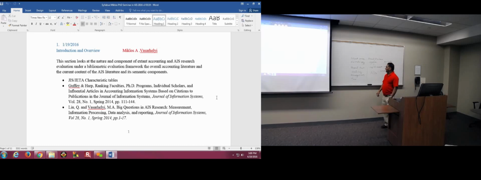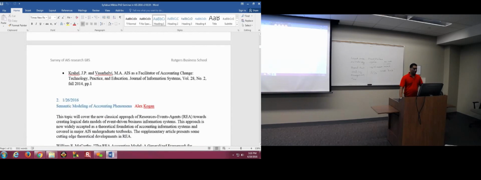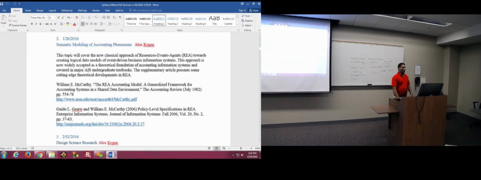So this is a fairly small field. When you look at these kinds of citation analyses, you will see very familiar names over and over again, people like Steve Sutton, who came last week, or Miklos, or Alex, or whoever. I'll talk more about this in a minute, but let's just go through and talk about what they're doing.